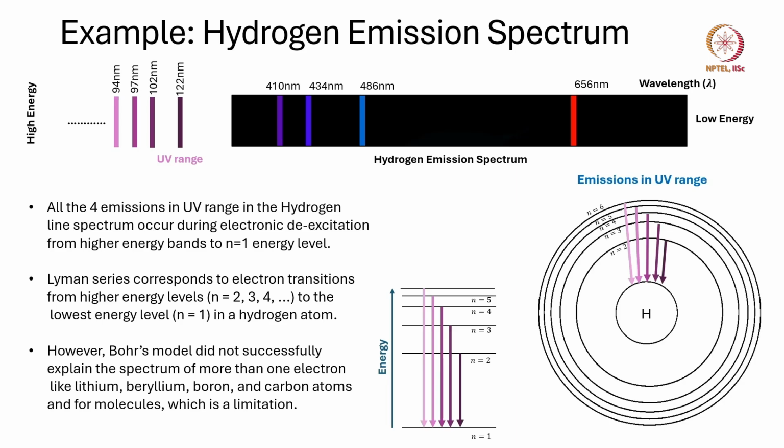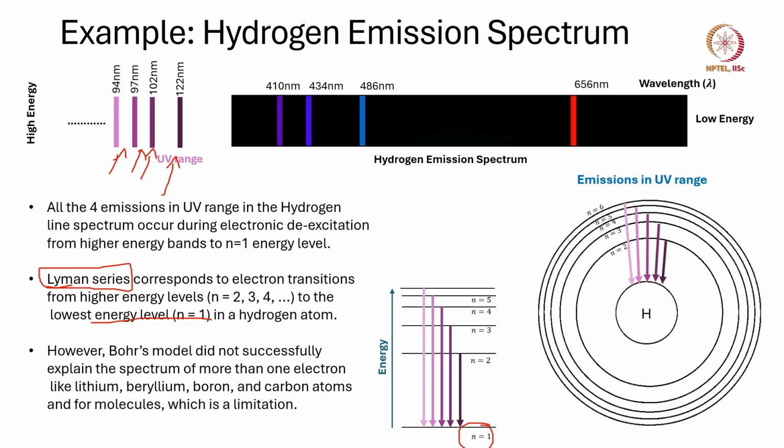So if we go into the UV range further, more spectral lines are observed at 102 nanometers, 97 nanometers and 94 nanometers, which are very low wavelengths corresponding to high energy. And this corresponds to the transition of electrons from n equal to 2, n equal to 3, n equal to 4, n equal to 5 and n equal to 6 to n equal to 1. Thus, the electronic transitions from different energy levels to the lowest energy level, which is n equal to 1, such a series of electronic transitions is called the Lyman series.